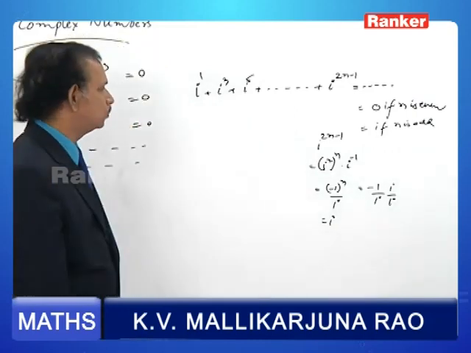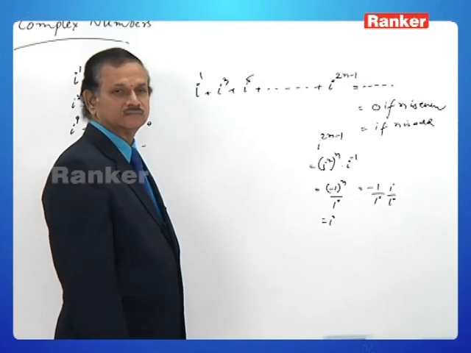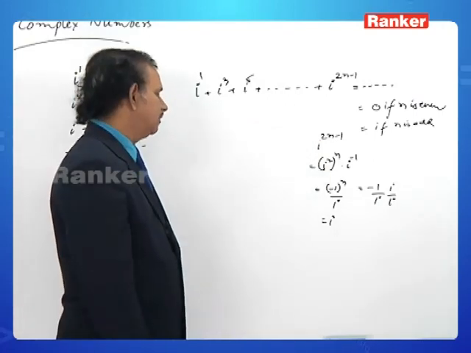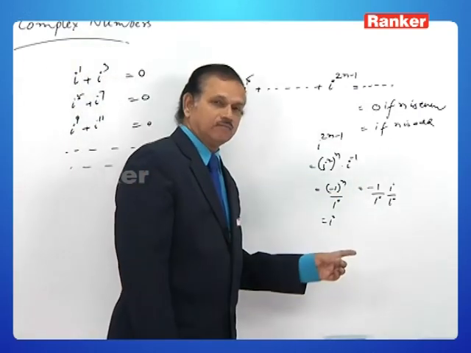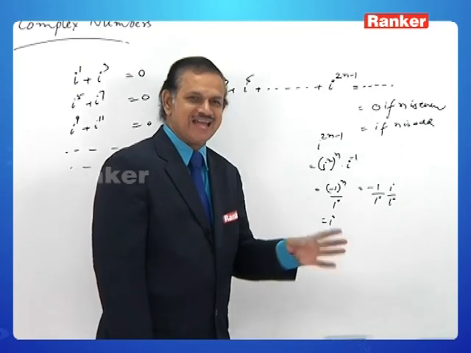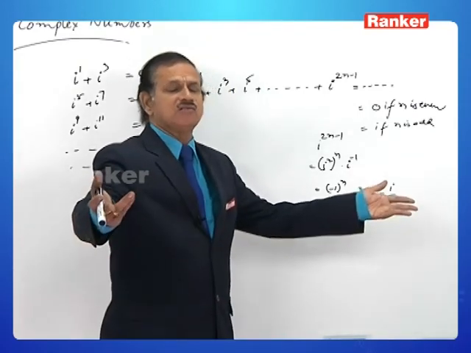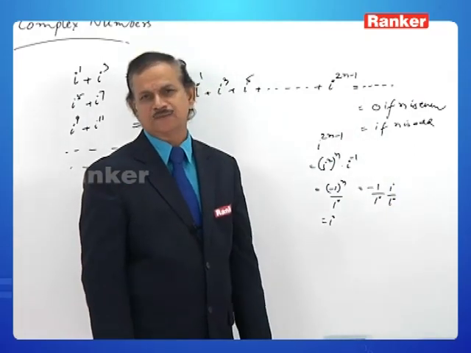I put 2n minus 1, of course, can be simplified like this. i square is minus 1, whole power n. i power minus 1 is 1 by i. Minus 1 whole power n is minus 1. Why is it minus 1? Because we are considering n as an odd integer. If n is an even integer, no question of any discussion at all, it will be 0. No problem at all with that.